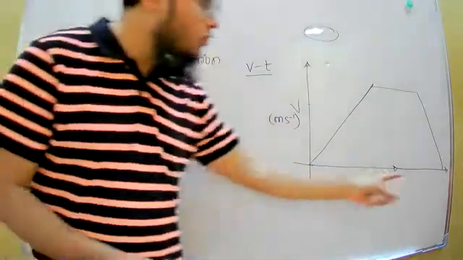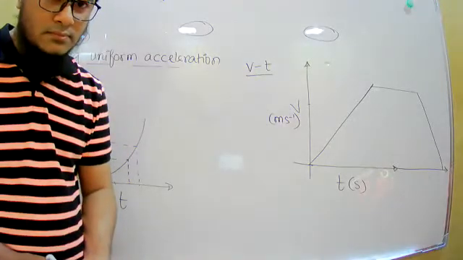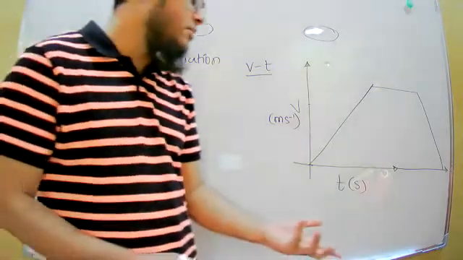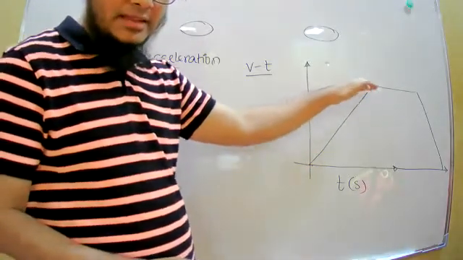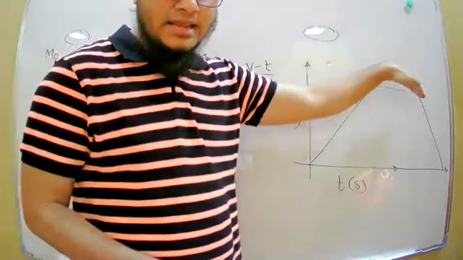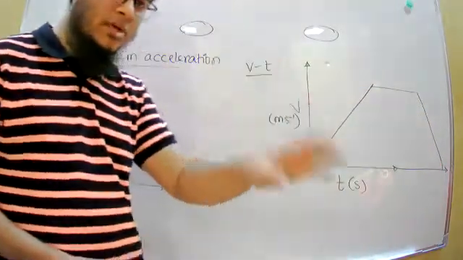Can you tell me what will be the final velocity? Zero. Very good. It will be 0. It started from 0, it accelerated for some time, and then it ran with uniform velocity, and then it started decelerating, and finally the velocity became 0. That means the body became static.